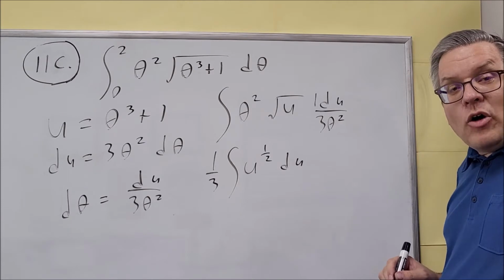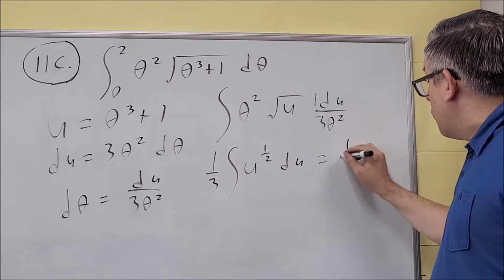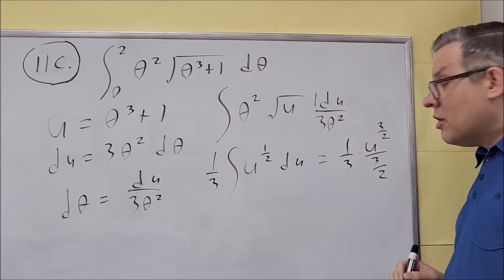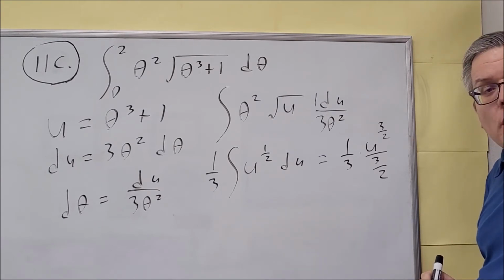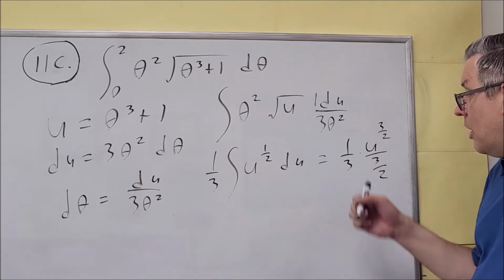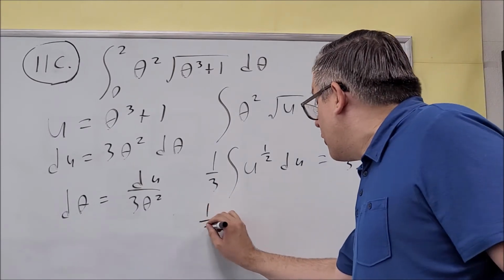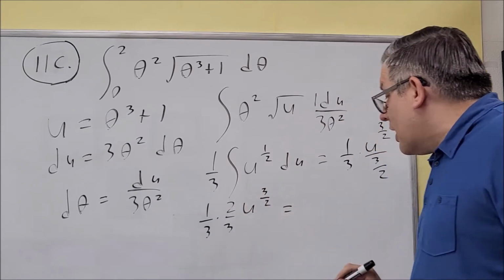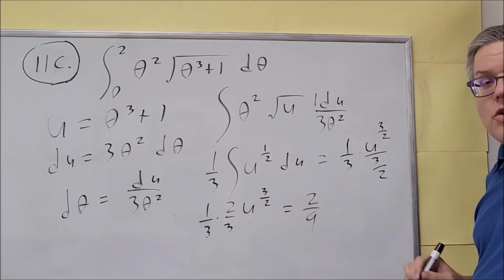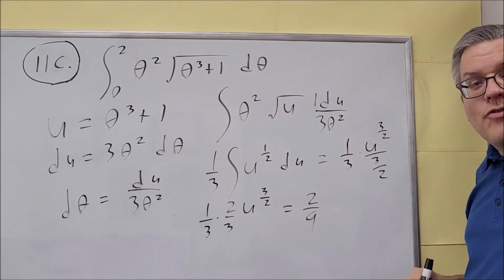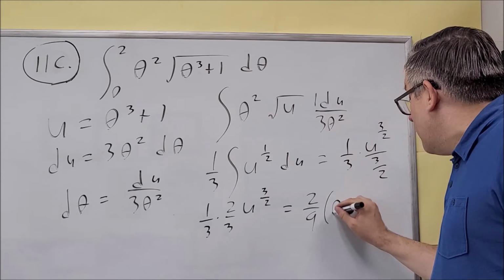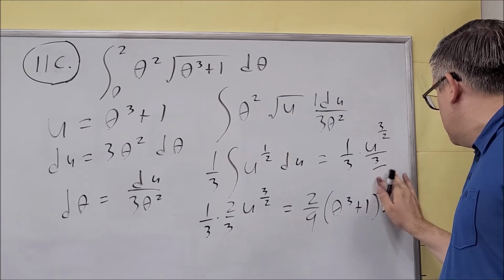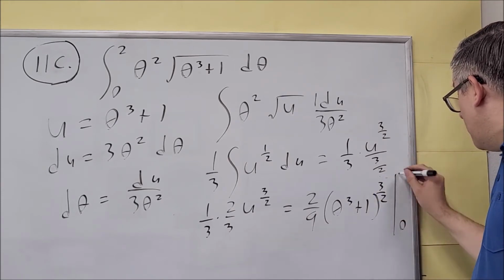Now I'm going to use the reverse power rule to do that. So 1/3, I have u raised the power by 1, 3/2, and I'm going to divide by 3/2. So just using the reverse power rule there. We're going to flip and multiply that. So 1/3 times 2/3, u to the 3/2, and that's going to equal 2/9. And instead of the u, I'm going to put in the original definition for u, which is theta cubed plus 1, and that's still going to be raised to the 3/2. And that's going to be from 0 to 2.